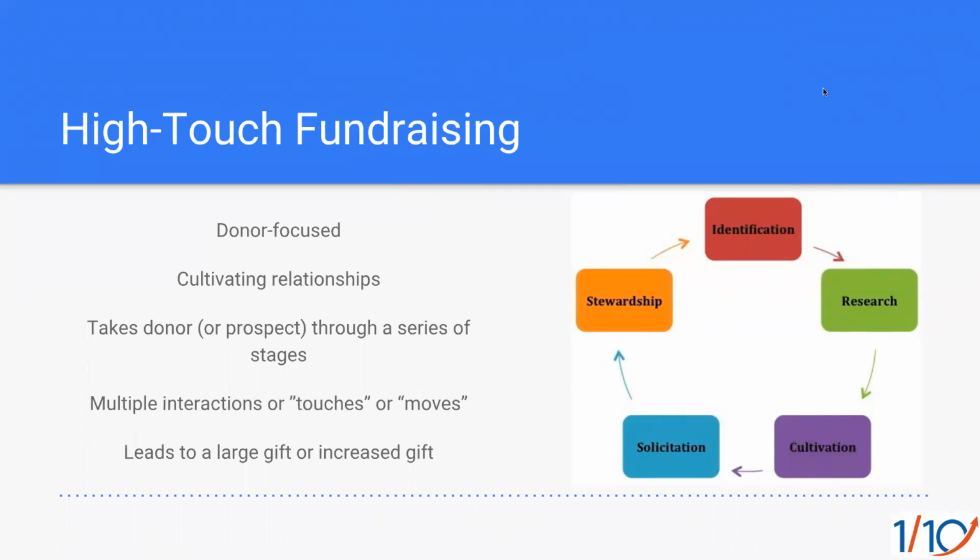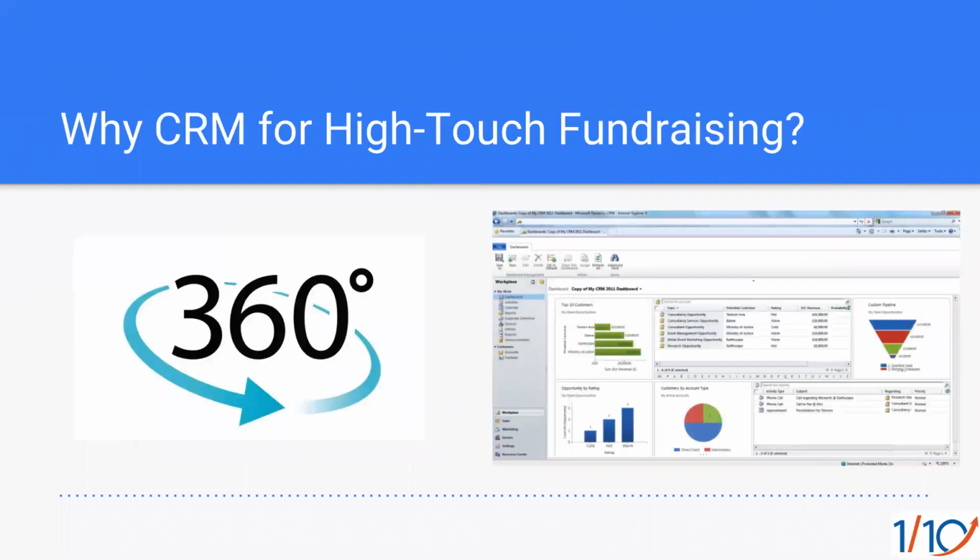So this is in summary what high-touch fundraising is. It's taking you through stages. There are multiple interactions that lead you from one stage to the next. Interactions or touches or moves, as they call them, that move you from one stage to the next. And ultimately, the goal here is to lead to a large gift or an increased gift. Some people refer to this as high-touch fundraising. Some people refer to it as major giving or major gifts, but it's all really the same thing.